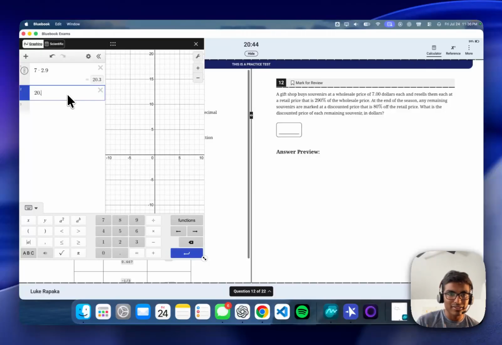So 20.3. At the end of the season, any souvenirs are marked at a discount price 80% off the retail price. So this is the retail price, right?